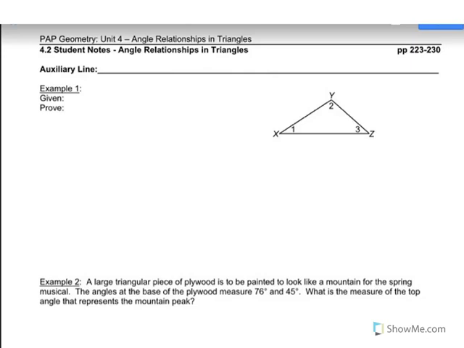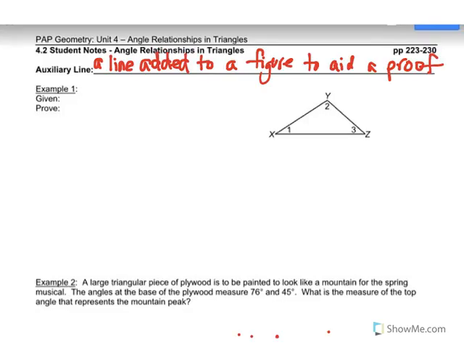Okay, these are your notes, 4.2, angle relationships in triangles. Before we get into the meat of it, we have a new vocab word here. It's called an auxiliary line. So let me define that for you. An auxiliary line is a line that's added to a figure to aid a proof. So it's something we're going to add to the original picture that kind of helps us figure some things out.